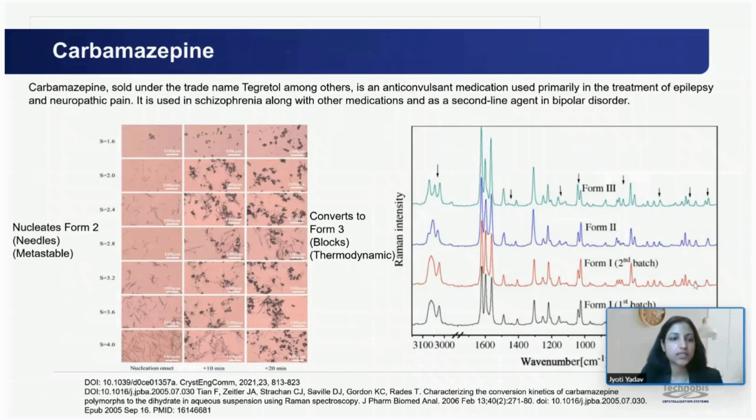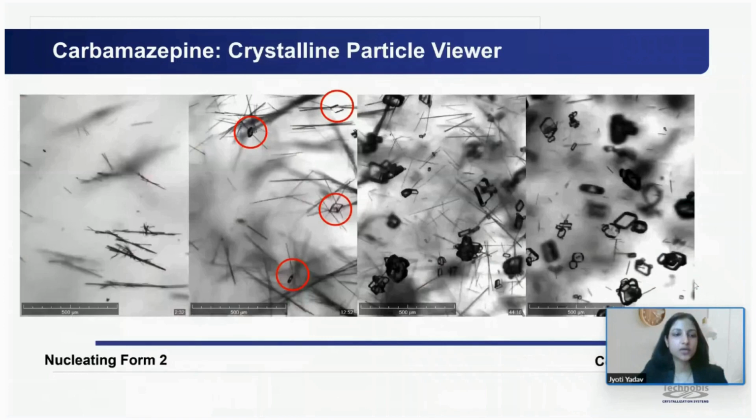Next. These are the images of the carbamazepine taken with the Crystalline instrument. Here we can see the carbamazepine nucleating as form 2 needle-shaped crystals, and then over time the solution-mediated polymorphic transformation happens, and the crystals transform into block-shaped crystals, which are the stable form 3.